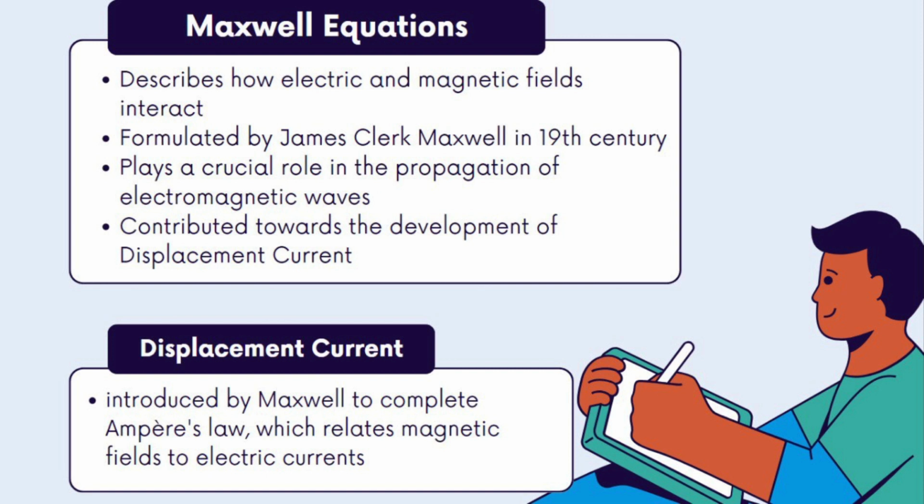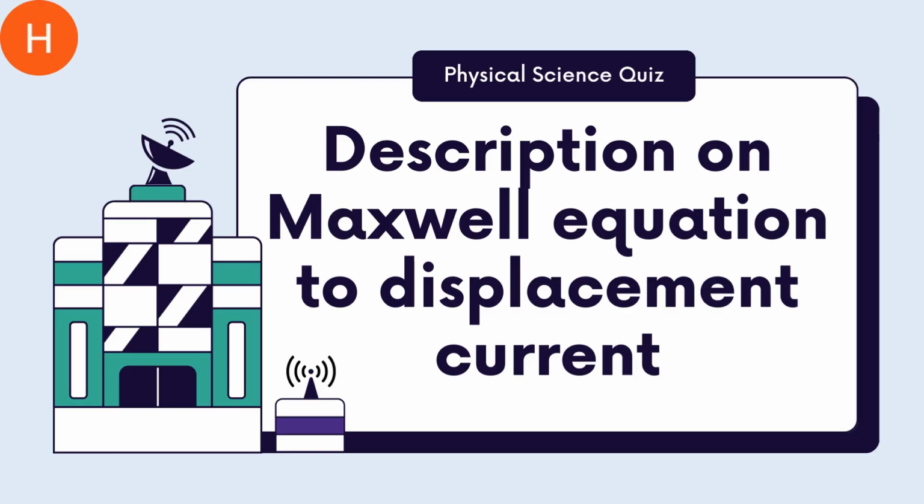Ampere's law, in its original form, did not account for certain situations, particularly those involving changing electric fields. To address this limitation, Maxwell added a new term to Ampere's law, known as the displacement current. Now, let us discuss the description of Maxwell's equation for displacement current.